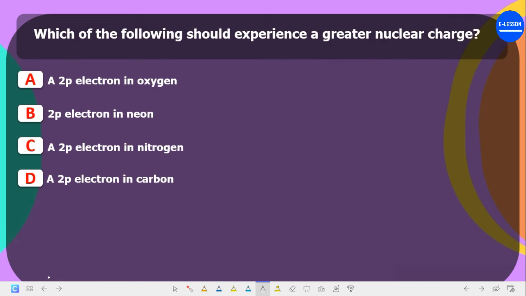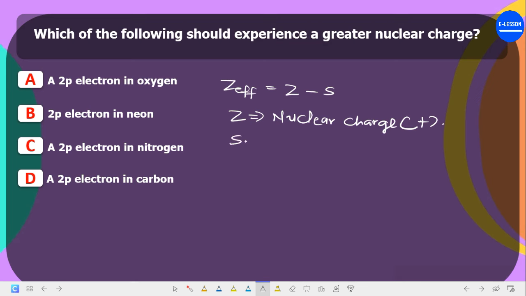Which of the following should experience a greater nuclear charge? Now, how do you calculate the nuclear charge? We said the Z effective, which is the effective nuclear charge, is equal to Z minus S. Here Z is the nuclear charge, which is the positive charge of the protons, and S is the number of core electrons.